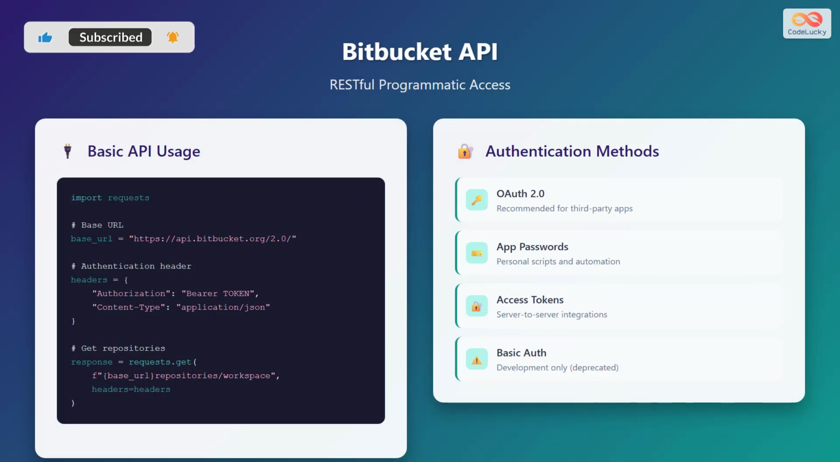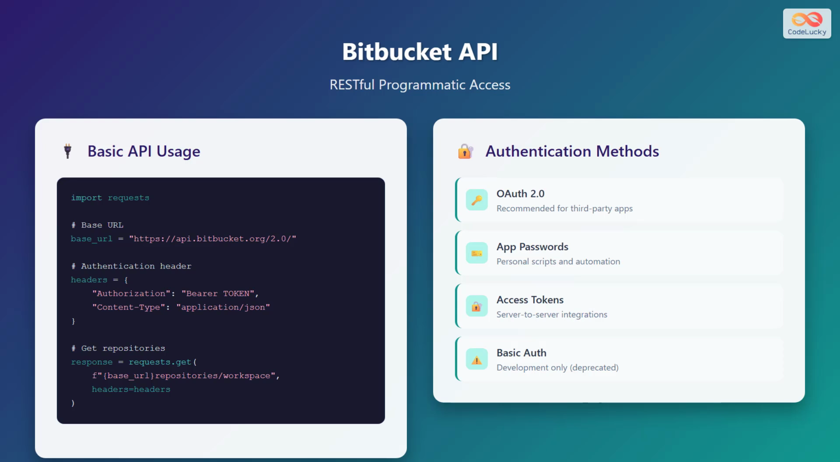The Bitbucket API provides RESTful programmatic access to Bitbucket functionality, making it a common topic in technical interviews for automation and integration roles. The API follows standard REST principles and supports various programming languages including Python, as shown in the basic example. To use the API, you start with the base URL, which is api.bitbucket.org/2.0. Authentication requires proper headers including an authorization token and content type specification. A typical API call might retrieve repositories from a workspace using a GET request with proper authentication headers.